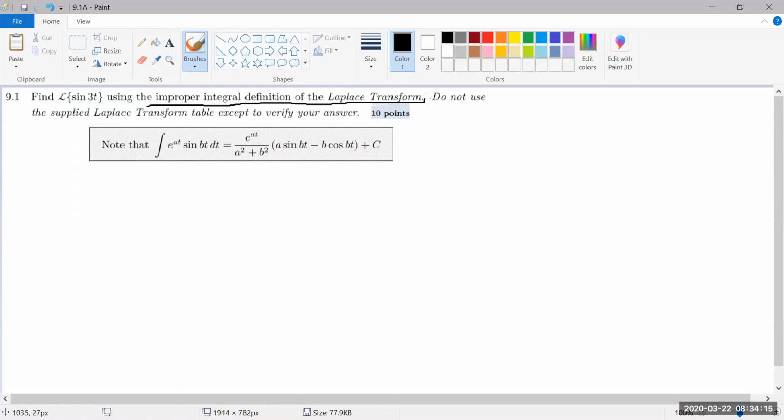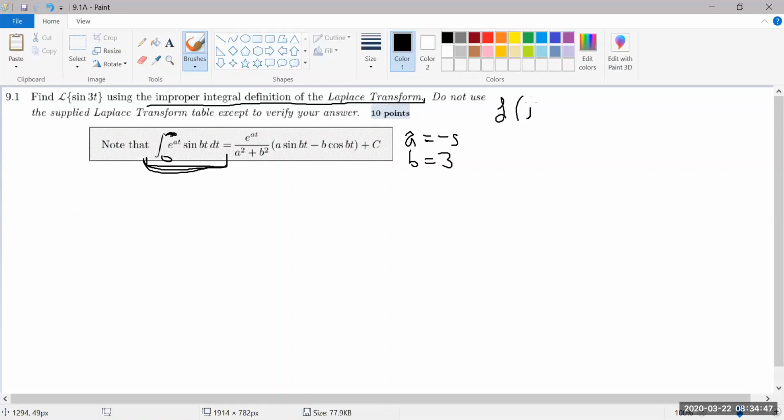So this little note that Dr. Noren gave us here, this part is pretty much a Laplace transform. If you just add bounds from 0 to infinity, and then you say that a equals negative s, and that b equals 3.